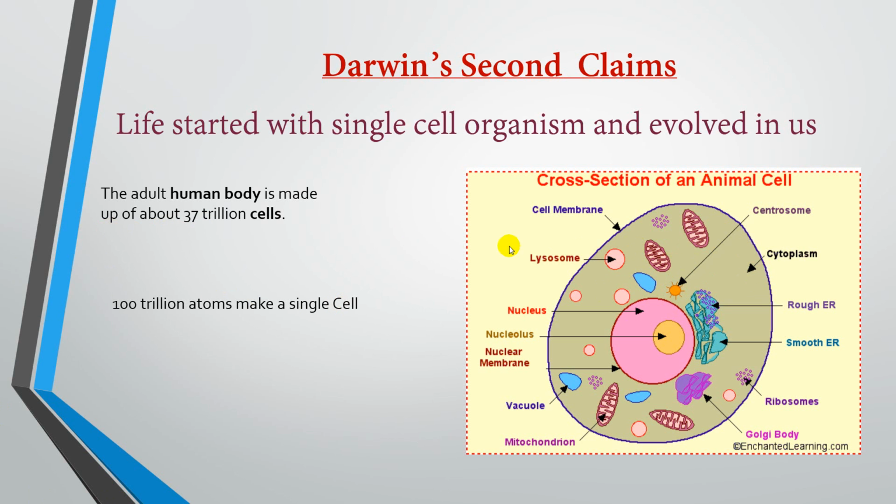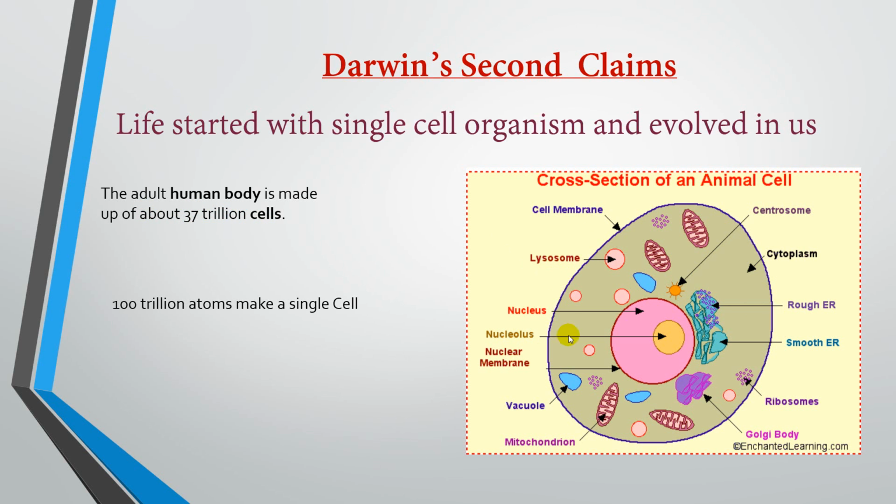We start with the single celled sperm and an egg. The sperm has half the genetic information, and the egg has half the genetic information, and when they combine after sex, it forms a complete living cell, and it starts dividing into 2, then 4, then 8, like that, and it takes about 37 trillion of those to make up a human body.